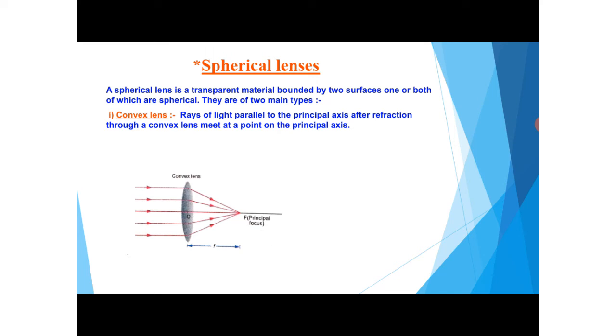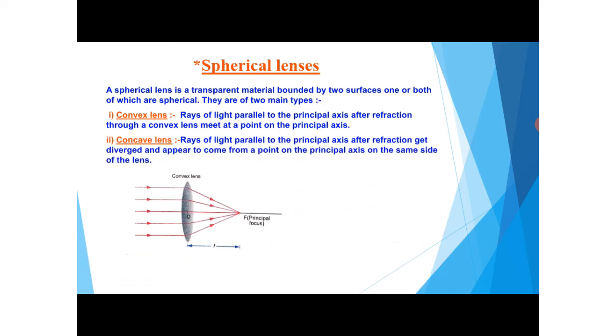and the distance between O and F. Here O is the optical center and F is the principal focus. This distance is known as the focal length of the principal focus. In the case of a mirror, we were considering the center as the pole. Here, in the case of lenses, in order to differentiate, we are considering the center of the given lens as the optical center. Another case is the concave lens.